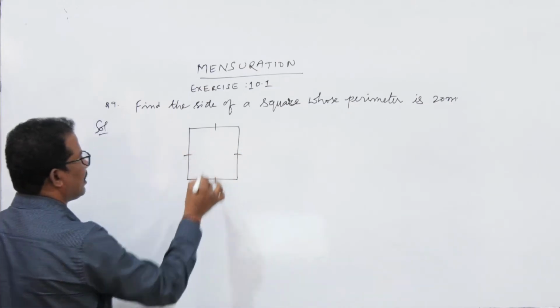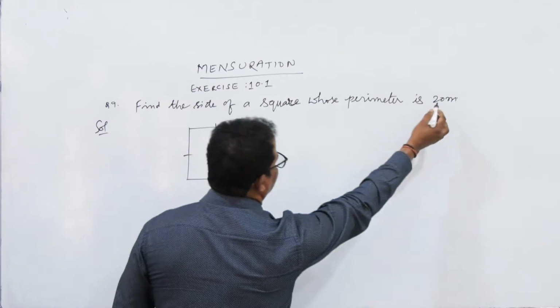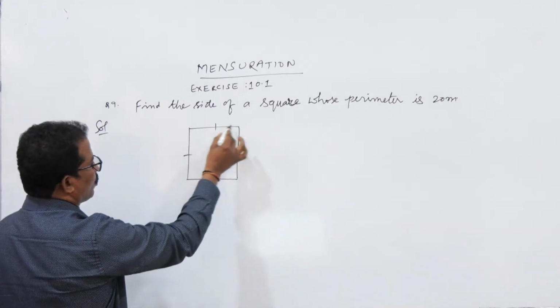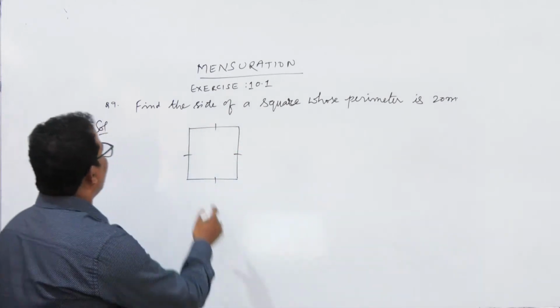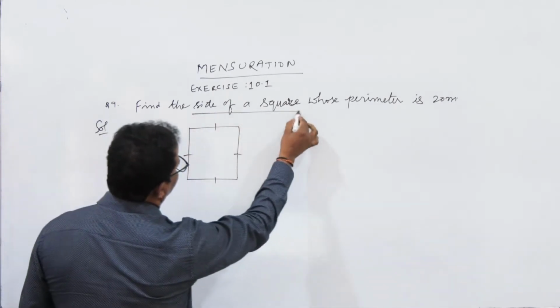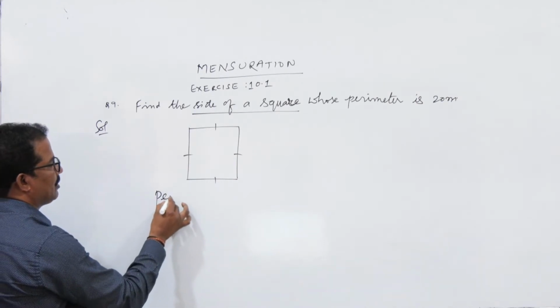All its sides are equal, we know that. So in this square, whose perimeter is 20 meter, that means the total length of the boundary is given. That is equal to how much? 20 meter. And we need to find what? The side of a square.